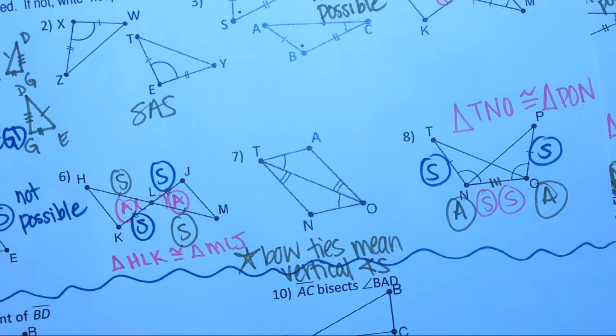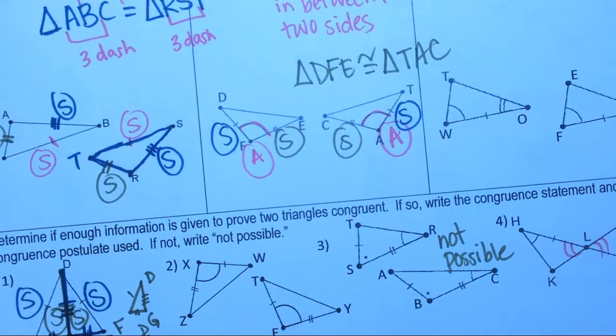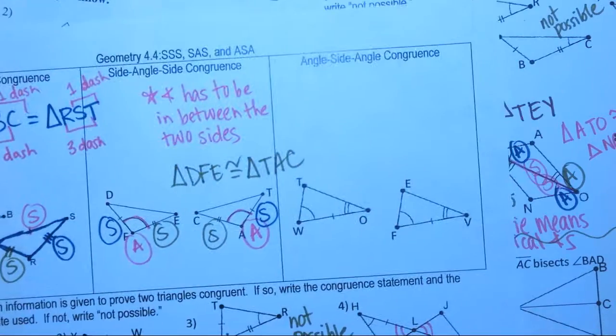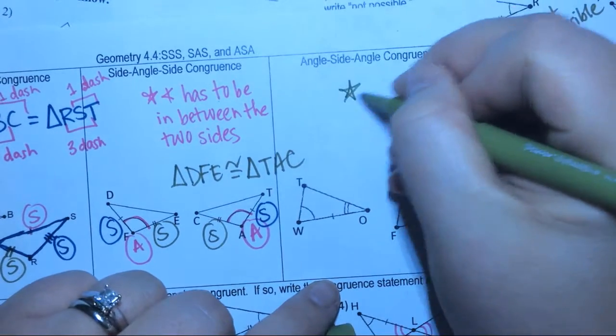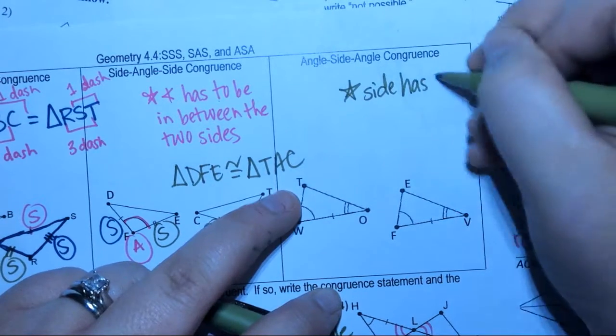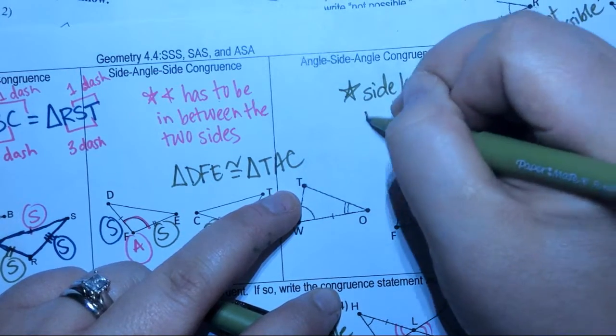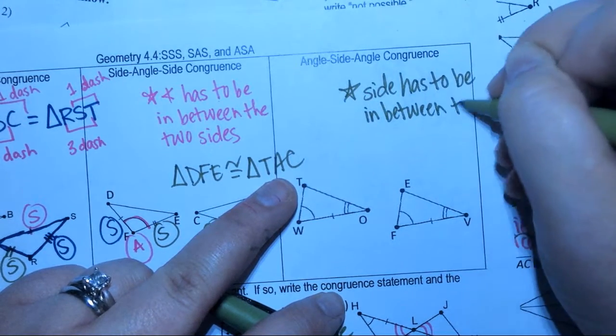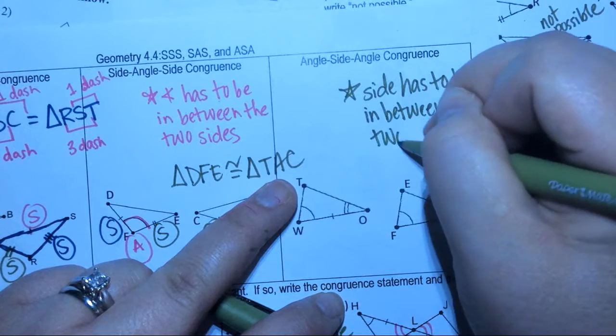Okay, and then obviously we still have that one last bad boy to talk about. So we talked about side, side, side, all 3 S's. Side, angle, side. The angle has to be in between. Angle, side, angle. The side has to be in between the 2 angles. So my note is that the side has to be in between the 2 angles.